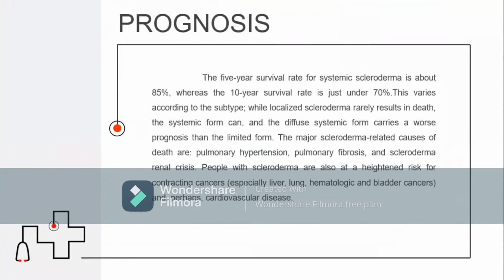Lastly, the prognosis. The 5-year survival rate for systemic scleroderma is about 85%, whereas the 10-year survival rate is just under 70%. This varies according to the subtype. While localized scleroderma rarely results in death, the systemic form can. And the diffuse systemic form carries a worse prognosis than the limited form. The major scleroderma-related causes of death are pulmonary hypertension, pulmonary fibrosis, and scleroderma renal crisis. People with scleroderma are also at a heightened risk for contracting cancers and perhaps cardiovascular disease.